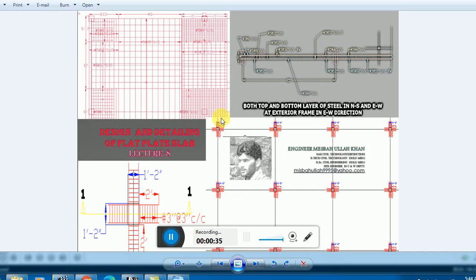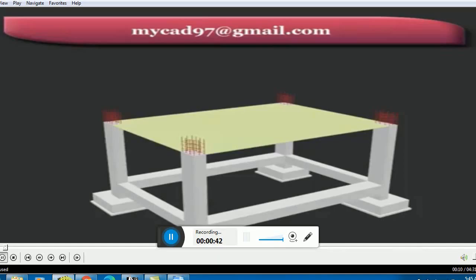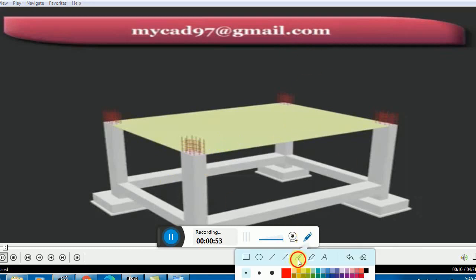Before starting the flexure designing and detailing of the flat slab system, first of all I want to share with you a very wonderful video. Students, basically this is a panel, and in this panel you see this direction is my east west direction, which is the longitudinal direction. And this direction is the north south direction, or the transverse direction, or the short direction.